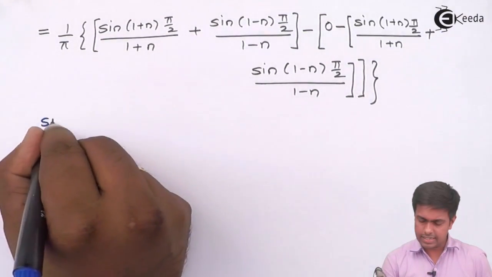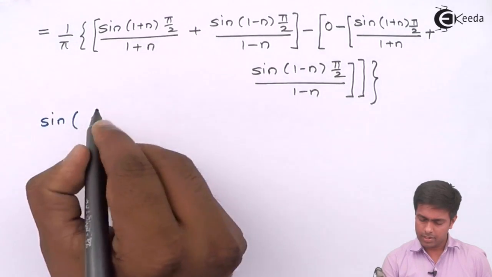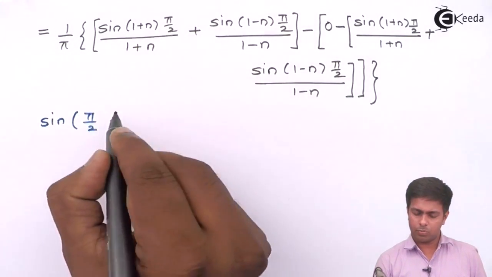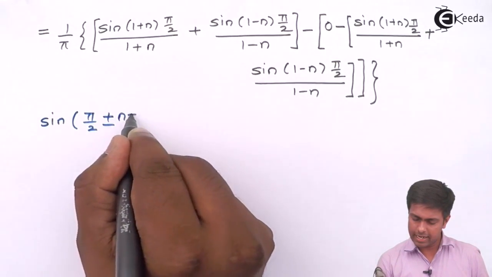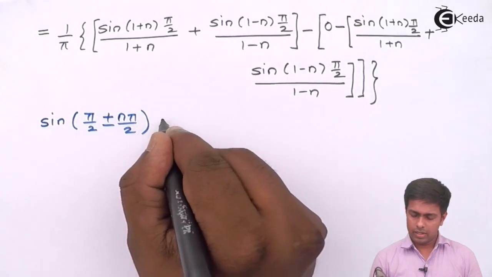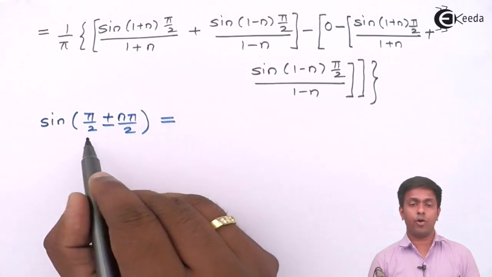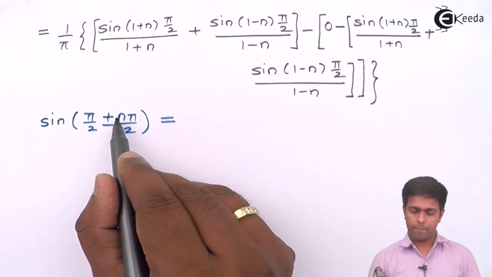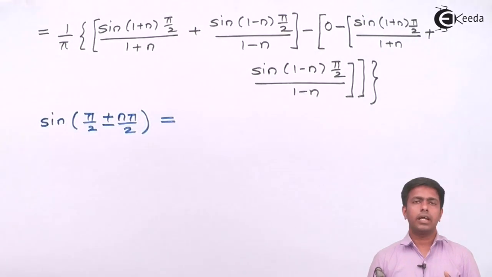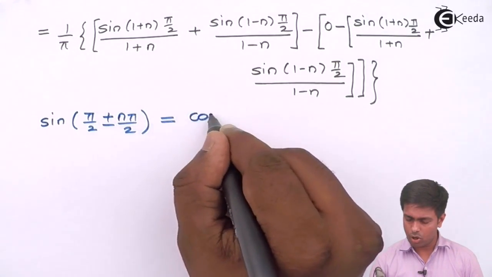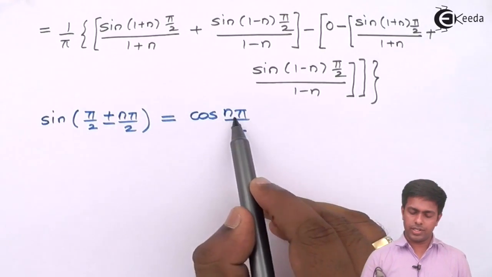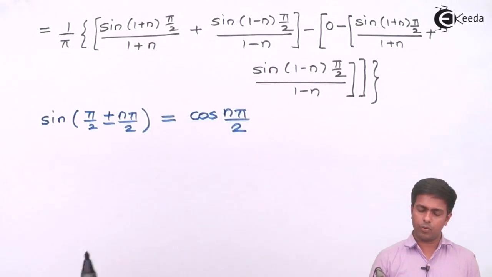So here I'll say sine of, this will become pi by 2, because 1 into pi by 2 is pi by 2, plus minus n pi by 2. So this is nothing but sine of pi by 2 plus theta, or sine of pi by 2 minus theta. In both the cases it is cos theta, so I'll say it is cos of n pi by 2. And guys, I am going to substitute this value everywhere at 4 places.